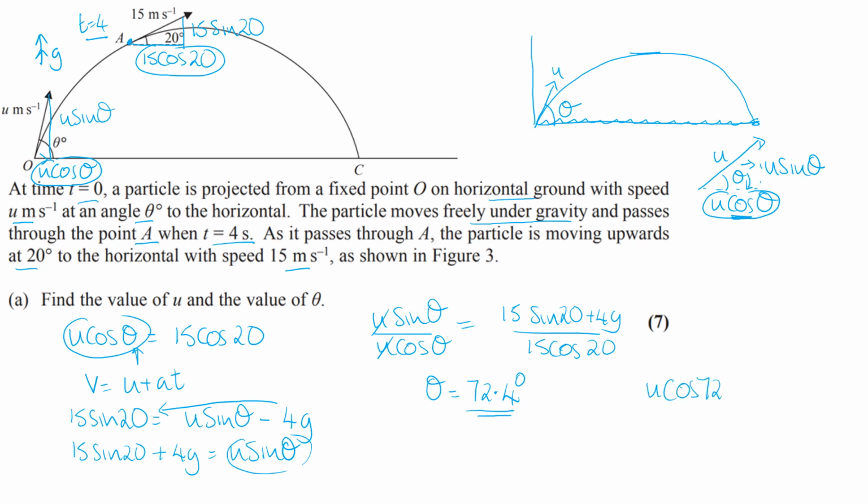Now all we need to do is put that theta back in here and say that u cos 72.4 is equal to 15 cos 20. So u is going to be 15 cos 20 over cos 72.4, and on your calculator that gives u being 46.5, and that's the speed, so it's meters per second.